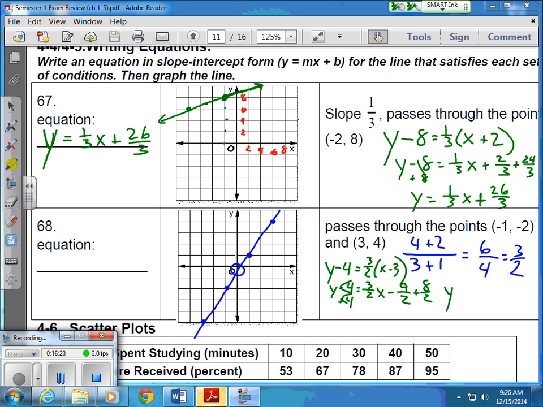So those cancel, and I get y equals 3 halves x, and negative 9 over 2 plus 8 over 2 is what? Negative 1/2. A negative 9 over 2 and a positive 8. Negative 9 plus 8 is negative 1 over 2.